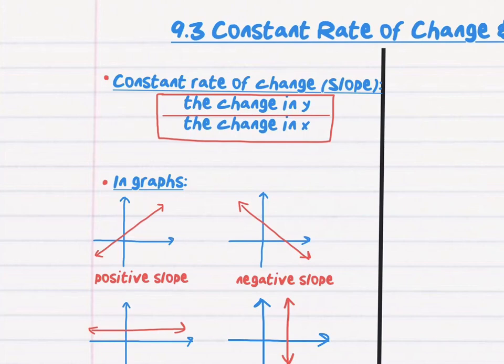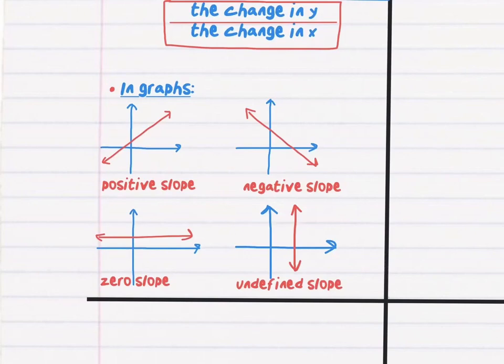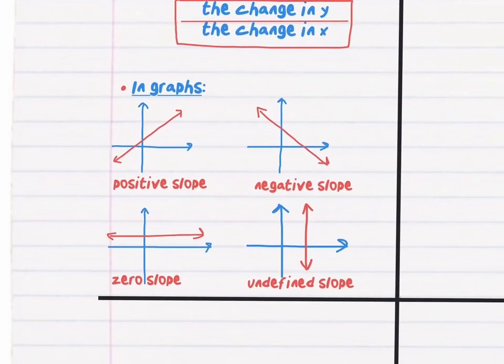So now I want you to write here what you see on your screen. This is the constant rate of change, or the slope, in graphs. On the first, upper left, we have a positive slope. That's when a line starting on your lower left of the graph goes up from left to right, then we say there's a positive slope or a positive constant rate of change.